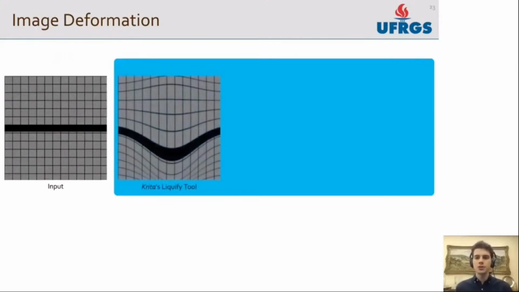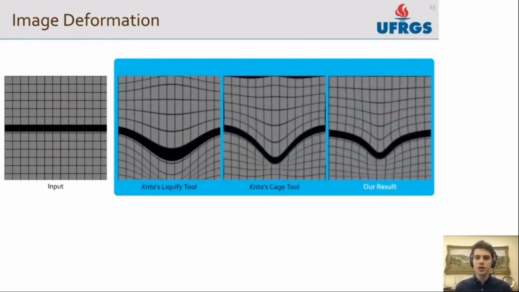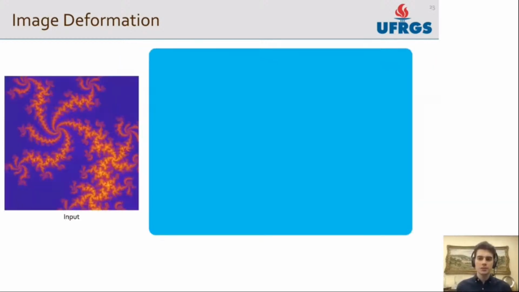Here, we see the results of Krita's image editing software deformation compared to ours. Different from our result, Krita's results do not preserve volume and contain edge discontinuities and aliasing.